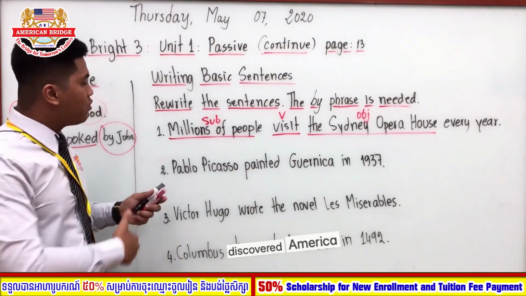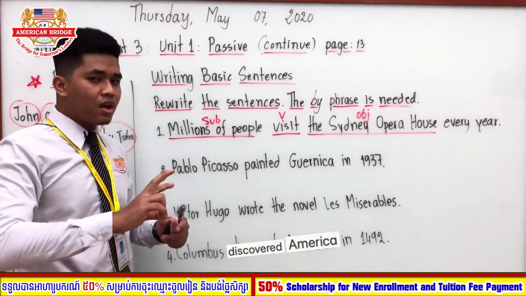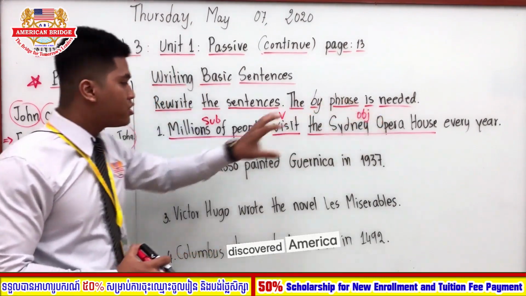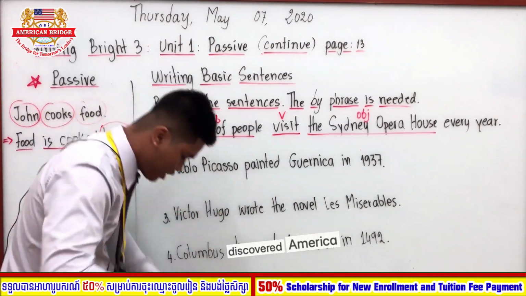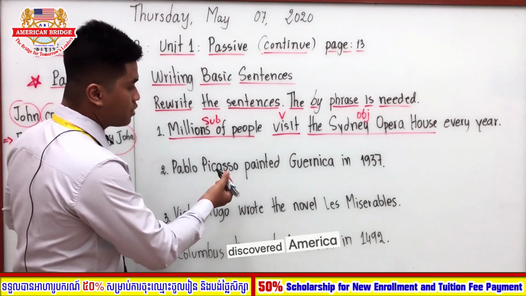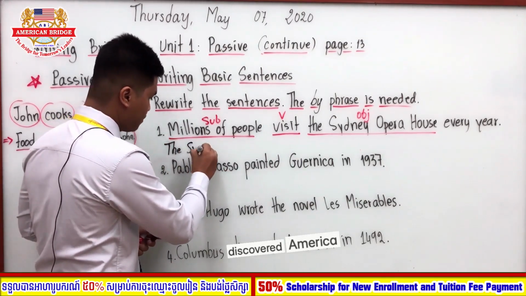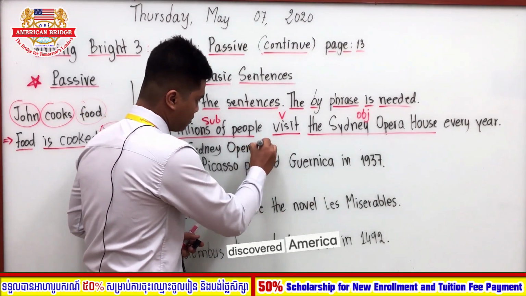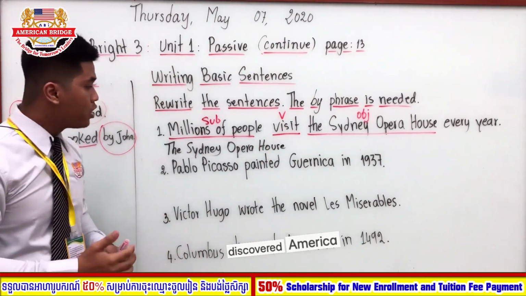Now, everyone, we know the part of speech, the function of each word in our sentence. The next step, what should we do? We try to locate the object and change it into the subject of our new sentence. So the new subject here is the Sydney Opera House. Very good. We have the subject now.